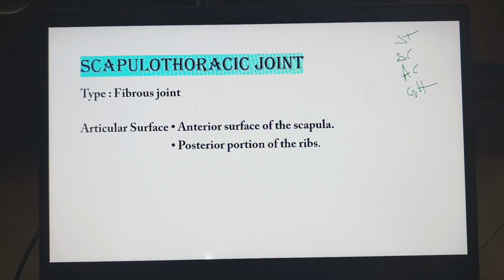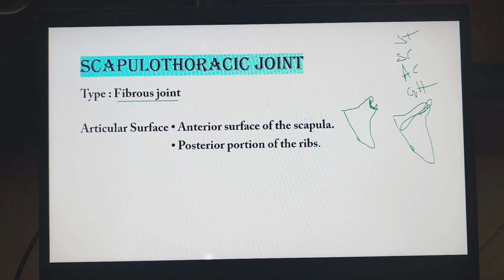The type of the joint is a fibrous joint. The articular surface is the anterior surface of the scapula. Suppose we take the scapula, this is our anterior surface of the scapula. Here we will have the glenoid cavity. On the posterior surface of the scapula, the difference we will see is that we will have the spinous process of the scapula. So this spinous process we can see on the posterior surface. So this is posterior, this is anterior.